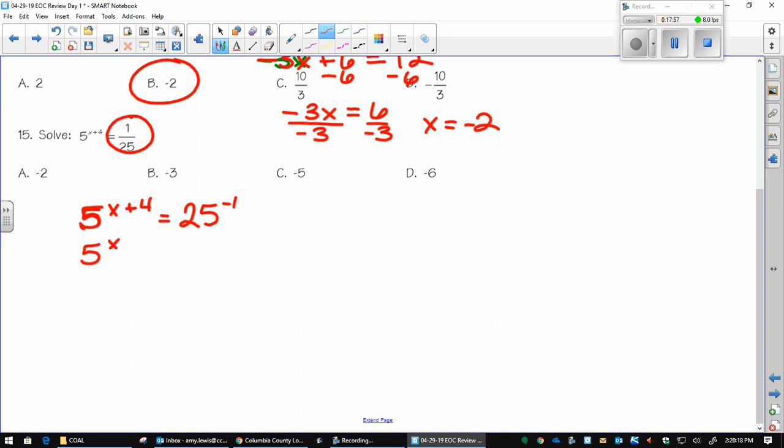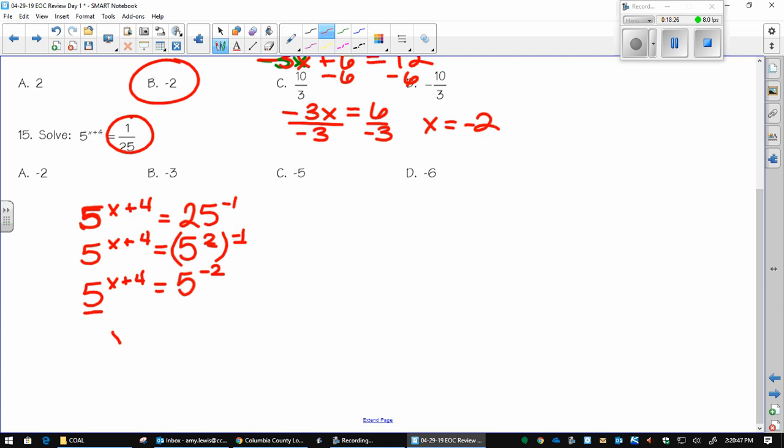Now, I want to see, can I write 25 as a base of 5? Of course I can, because 25 is the same thing as 5 squared. Now remember, I'm going to need to multiply these two exponents together. So when I multiply this 2 and this negative 1, I end up with 5 to the negative 2. And you may do that in a shortcut, do that all in one step, and that's totally fine.